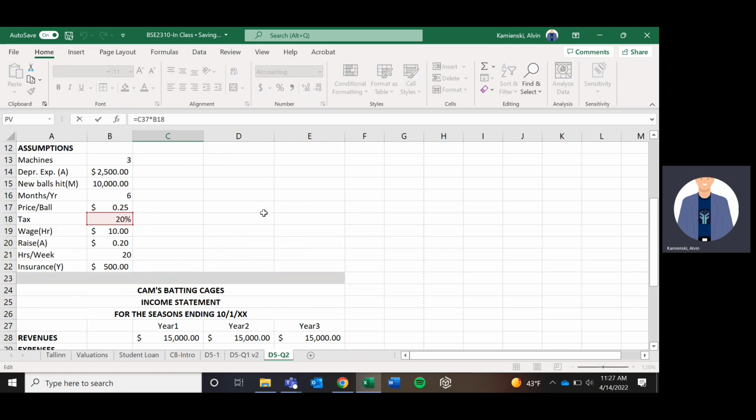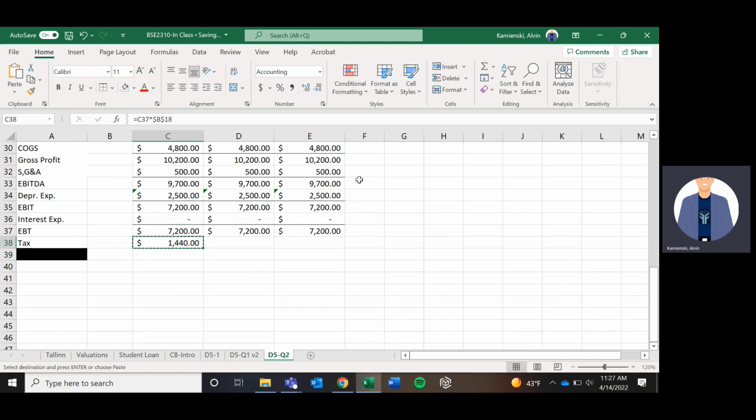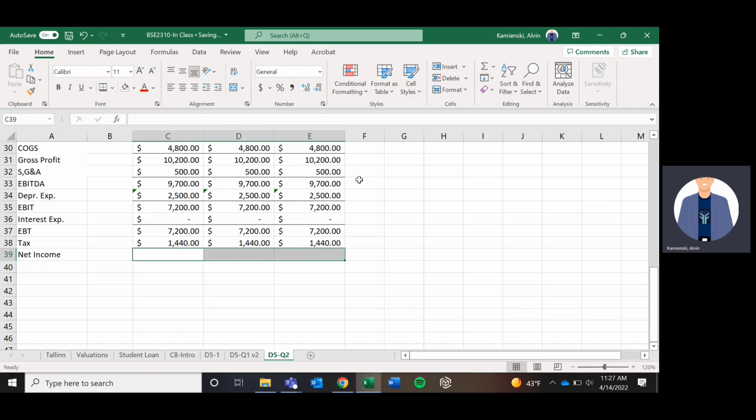And because this 20% is sitting there and doesn't change, I'm going to lock that one too and copy and paste it across. Thereby, when we think about net income for Cam's batting cages, with the $7,200 worth of EBIT less his tax, it looks to me like $5,760 is the amount of his new net income, which does not equal what I had in the PDF. Can someone look real quick?